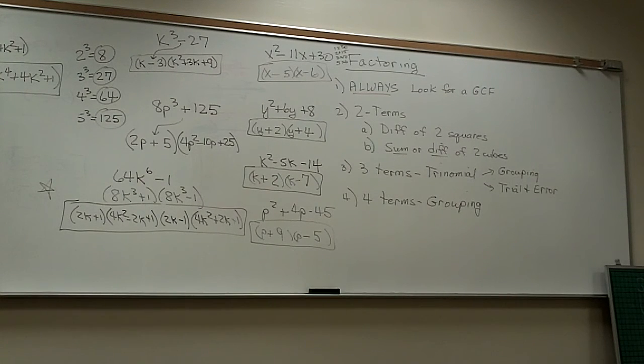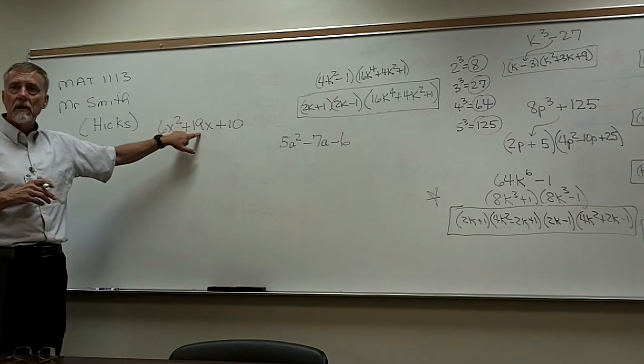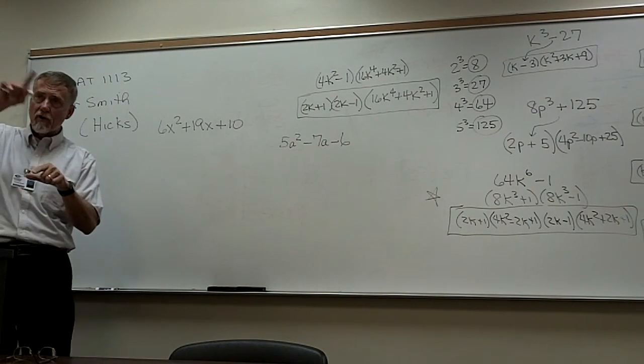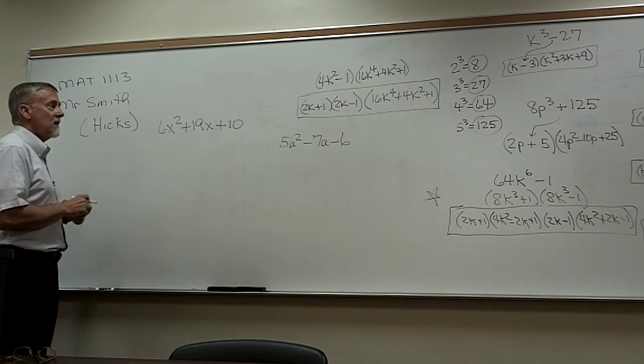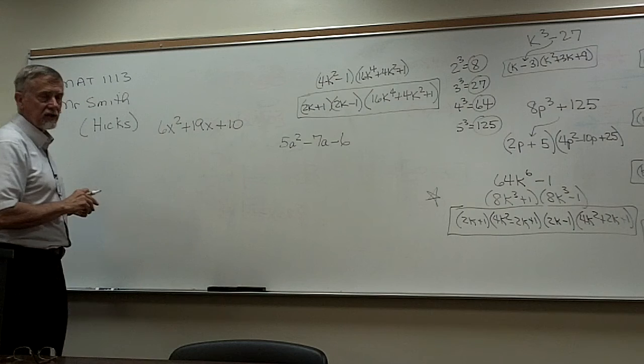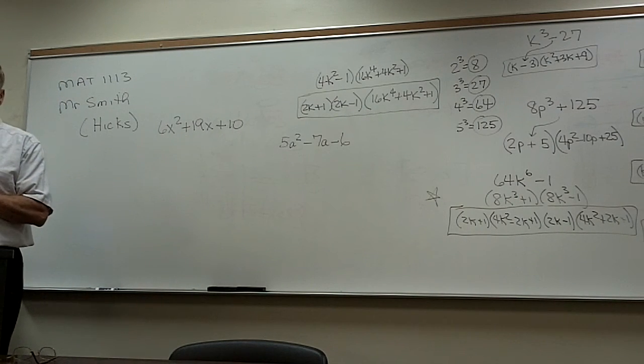Okay, it becomes a completely different situation when we put a coefficient in front of the first term. Because remember, from our FOIL process, the middle term in any trinomial comes from combining the outer and the inner multiplication from your two binomials. So, as I mentioned over there, there's two ways to do this. Some people do it by grouping, some people do it trial and error.